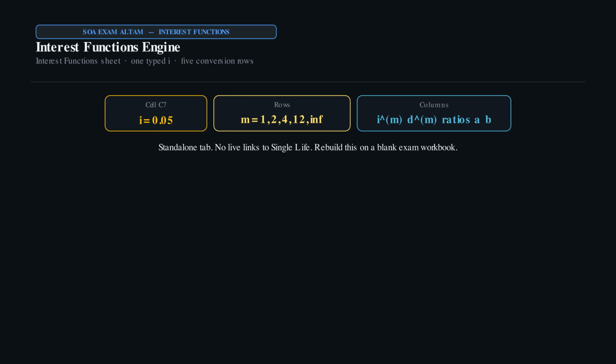This ALTAM Excel workbook converts one effective annual interest rate into the nominal rates, discount rates, and Woolhouse alpha and beta factors you need for MTHLY annuities. The only typed input is I equals 0.05 in cell C7. The sheet then fills 5 rows, M equals 1, 2, 4, 12, and infinity. There are no live links to other tabs. On exam day, you rebuild this from a blank workbook.